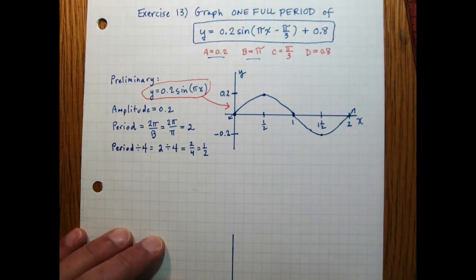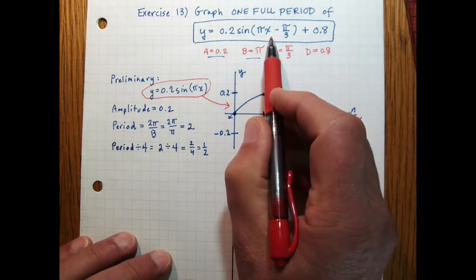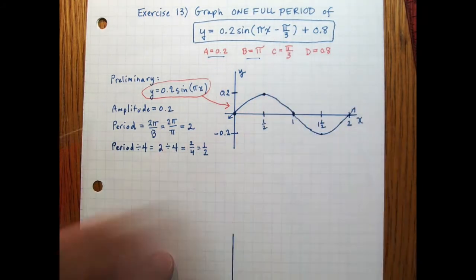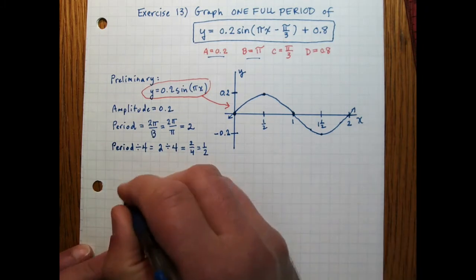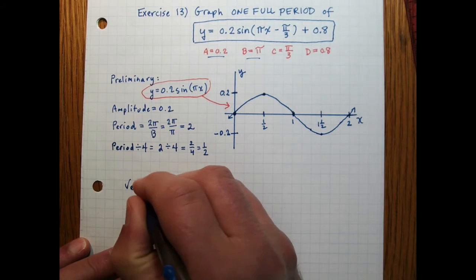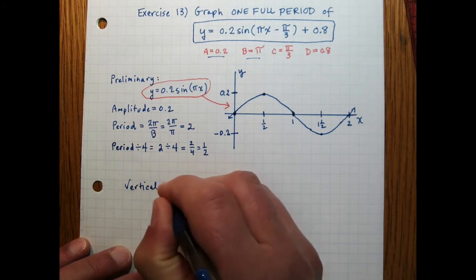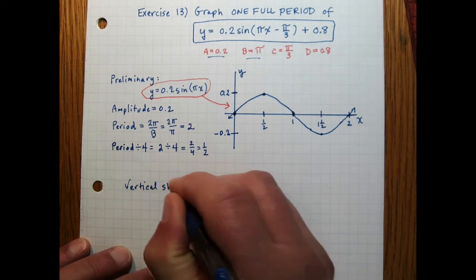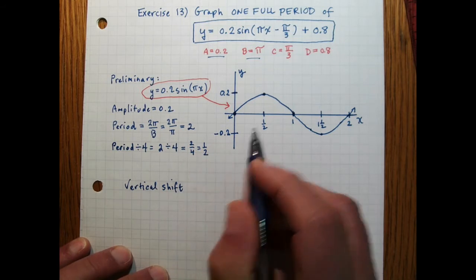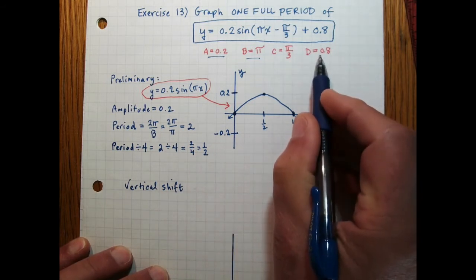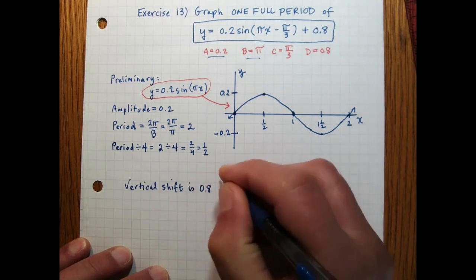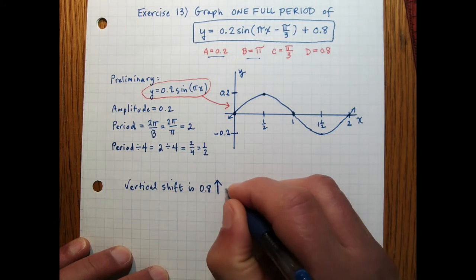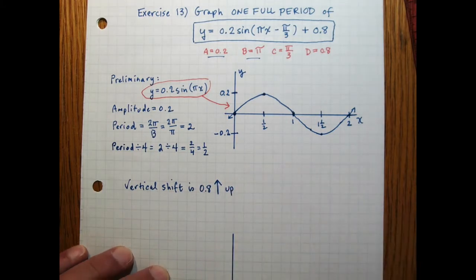Now to work on the function we really want, we have to incorporate c and d. So we need to think about now the vertical shift and the phase shift. The vertical shift is determined by the d coefficient. That is 0.8 upwards. We're going to shift our graph upwards by a certain amount.